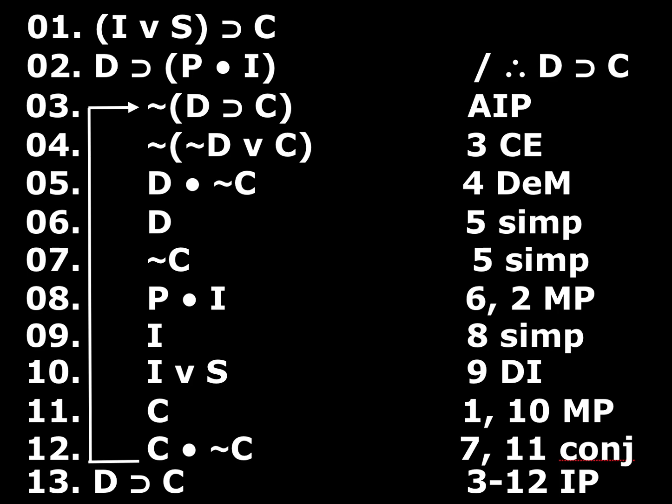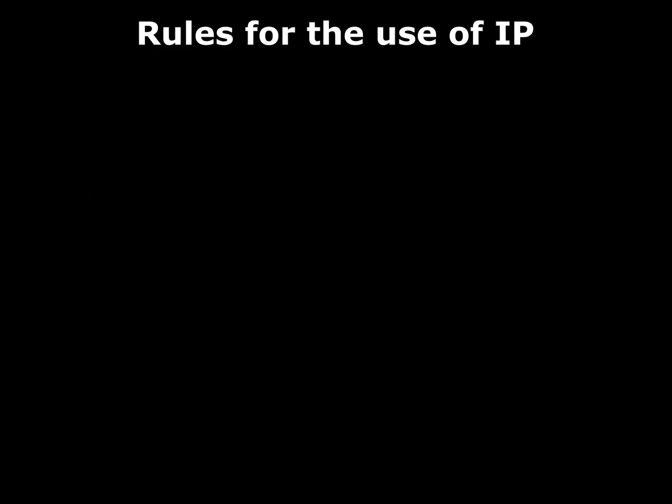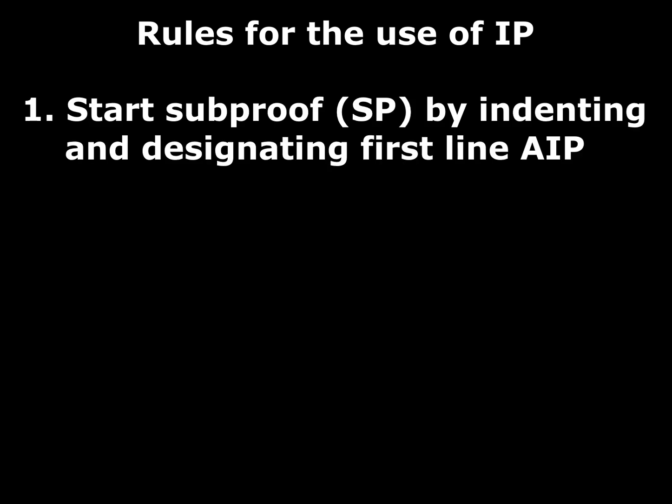Now, you've seen some examples of indirect proof. Let's go through the rules for indirect proof, which are very similar to the rules for conditional proof from Chapter 3. First, once you know what you want, you're going to start a subproof. You're going to indent the line, with a little arrow to your assumption, and you're going to justify the assumption with AIP, assumption for indirect proof.